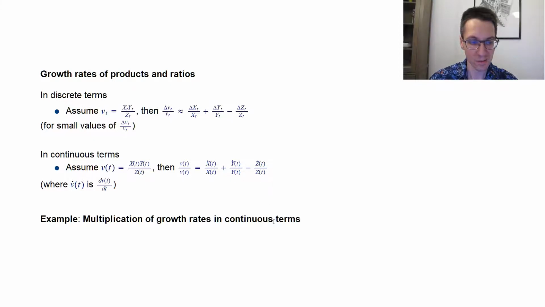So you shouldn't trust me just by what I say. I'm just going to show you a small example, just the multiplication. It's an easy one because I don't want to work too much. So imagine that v of t equals x of t times y of t.